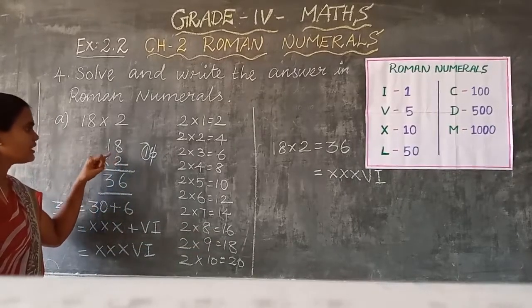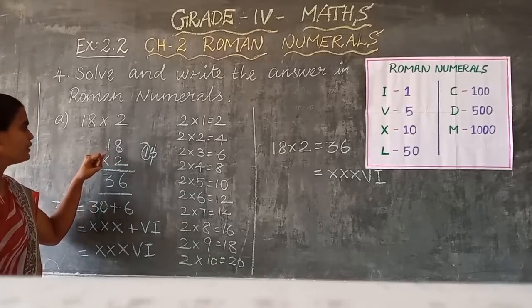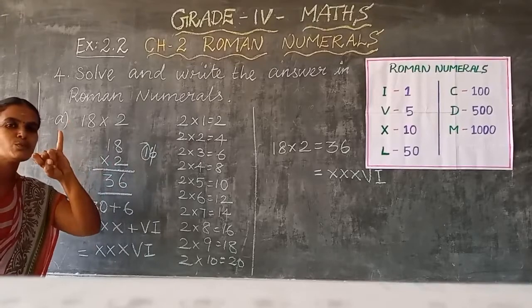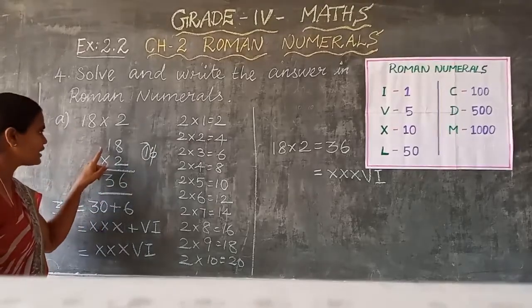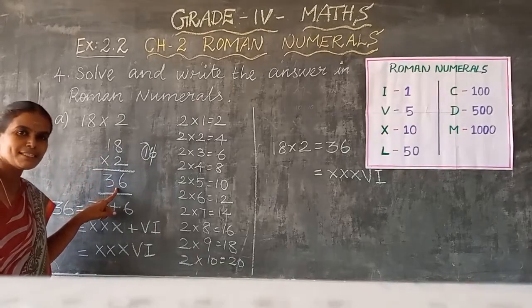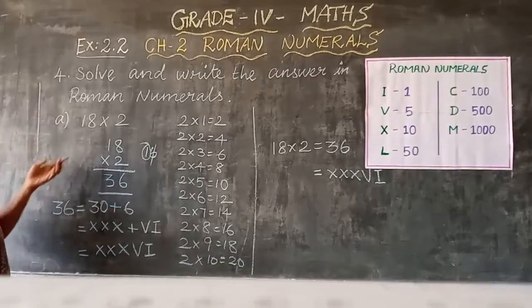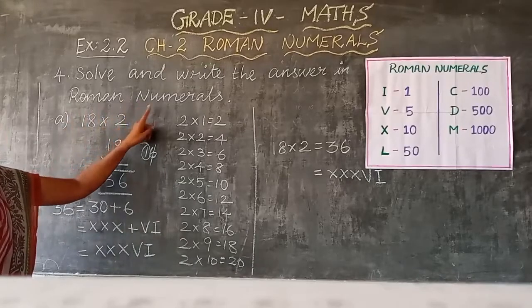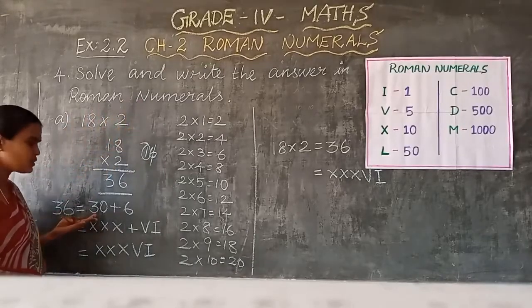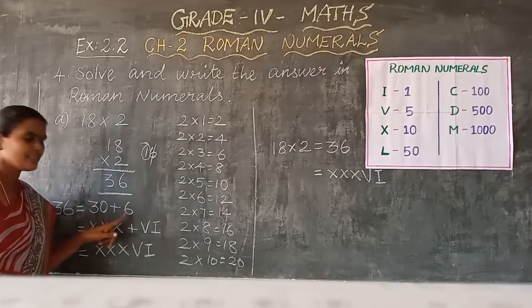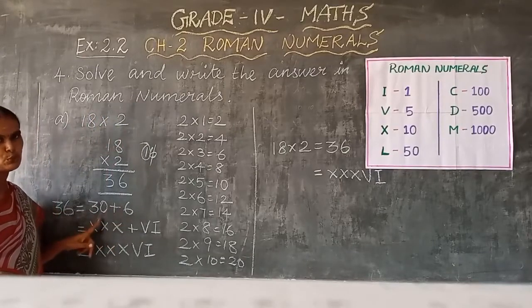Then take the 10's place, 1. 2 1s are 2. Then 1, 2 plus 1 is 3. So 18 multiplied by 2 equal to 36. So your answer in Roman numerals: 36 is equal to what? What is the expanded form of 36? 30 plus 6. We know the rules.